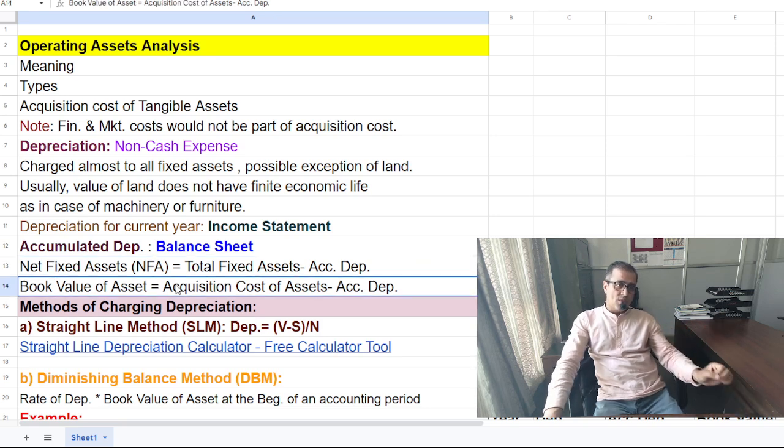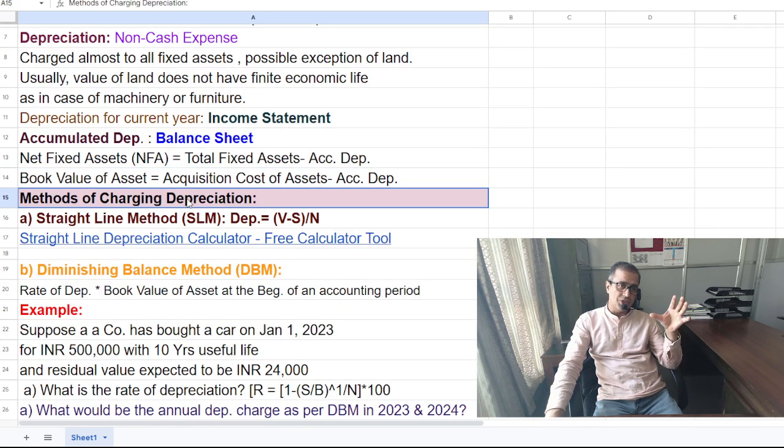Now what about the book value of the assets? This term you need to clarify here. The acquisition cost of assets, machine, whatever, is noted by V. And as I discussed earlier, the book value of the tangible assets is V minus accumulated depreciation. Now let's move to the methods of charging depreciation, friends.